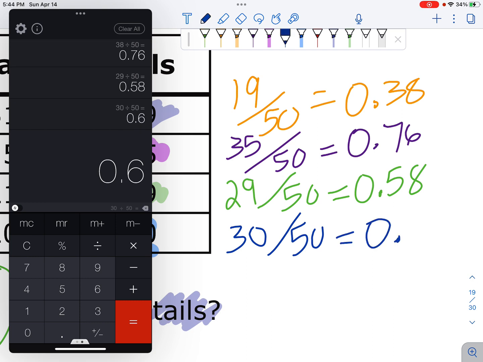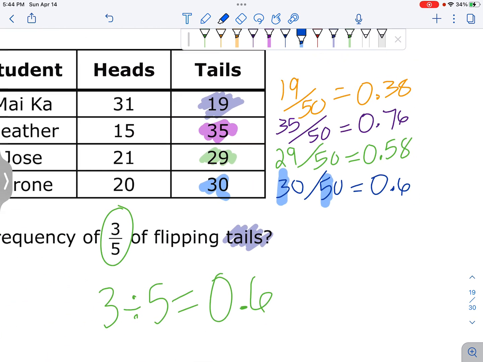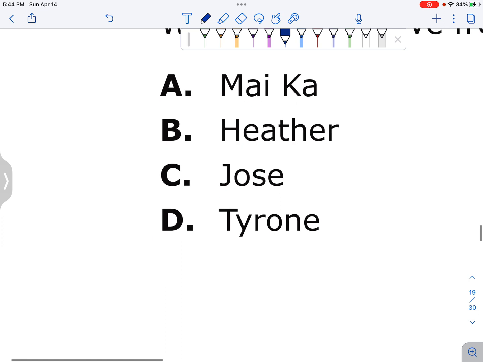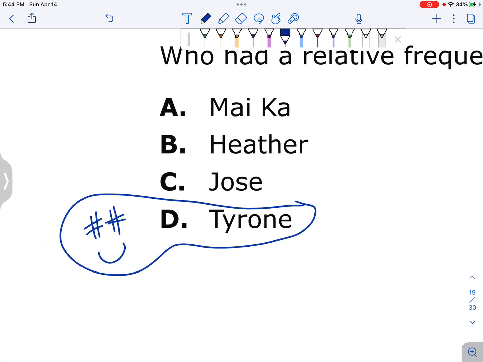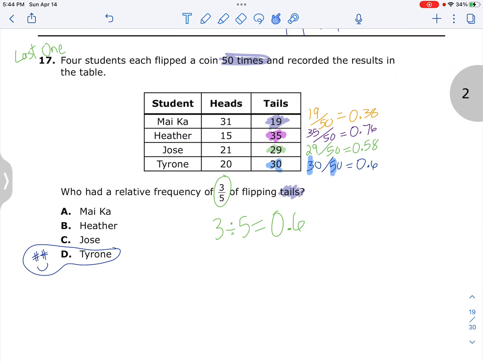I knew immediately that it was going to be this bottom option, right? Because I can see the 3 and the 5 right there. So who was that? That was Tyrone. This is our last one. So to get the extra credit on this assignment, you need dollar signs or a hashtag smiley face. It's Tyrone. One more video coming to finish up the MCA practice assignment.